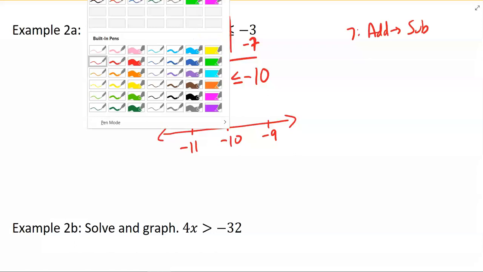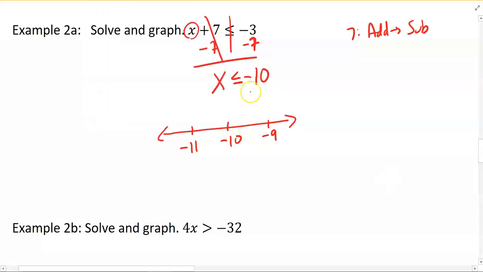So what are we going to put at negative 10? Well, at negative 10, we've got a dot because it was equal to. And which number fits in? Negative 11 or negative 9? Negative 11 is less than negative 10, so that is the direction that we will shade.